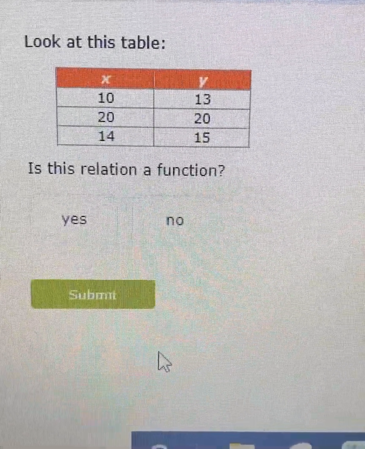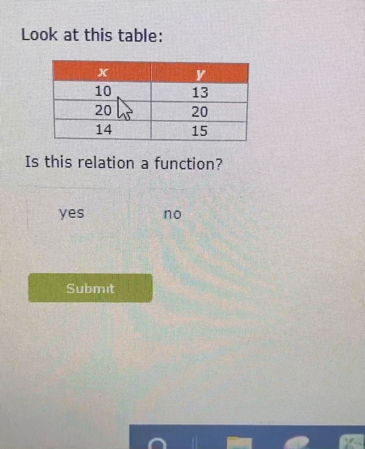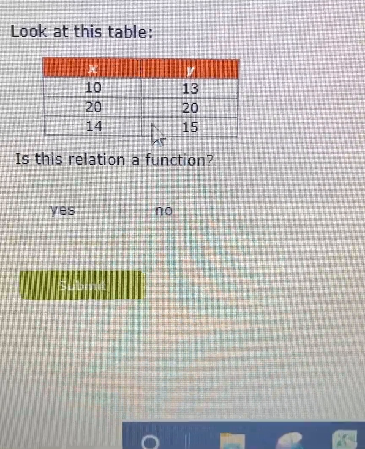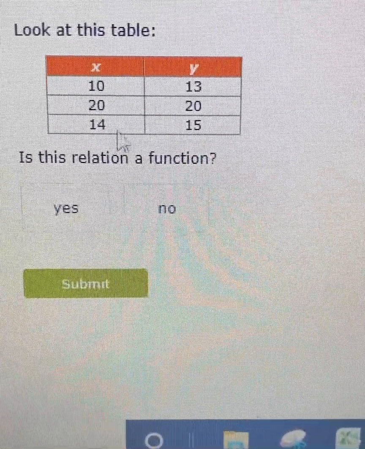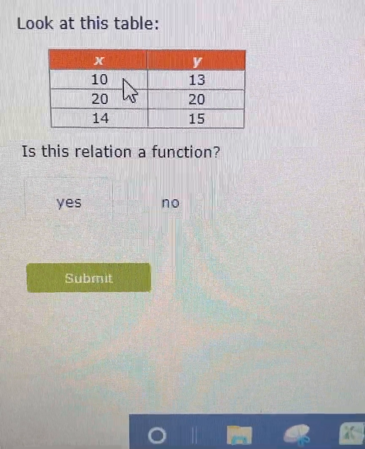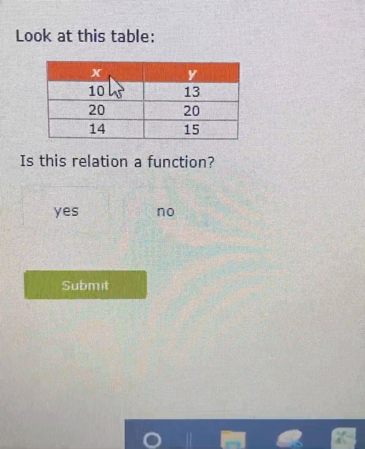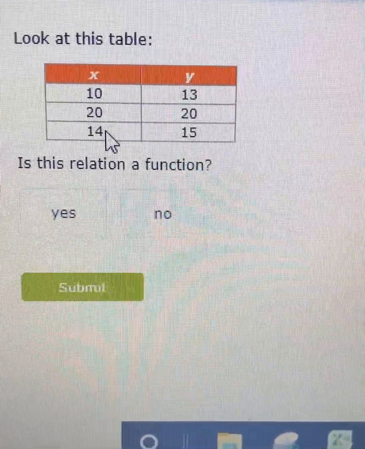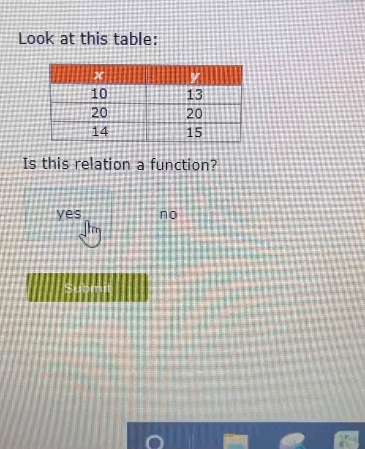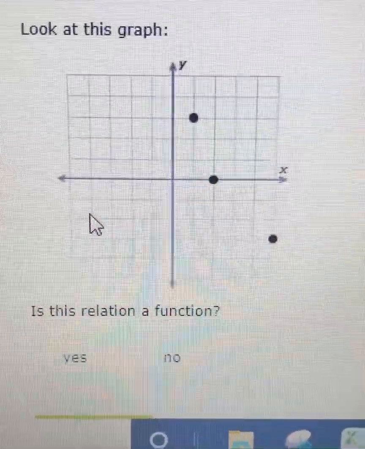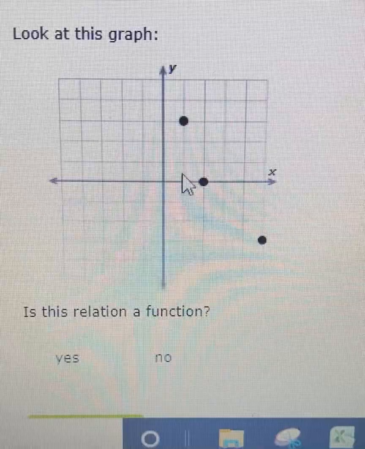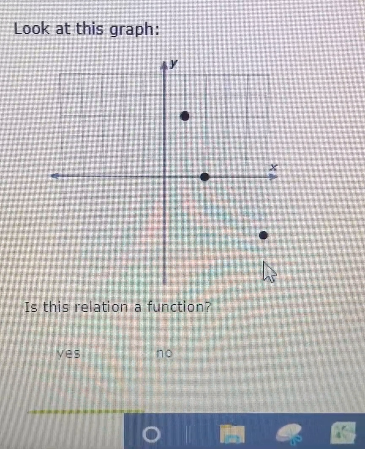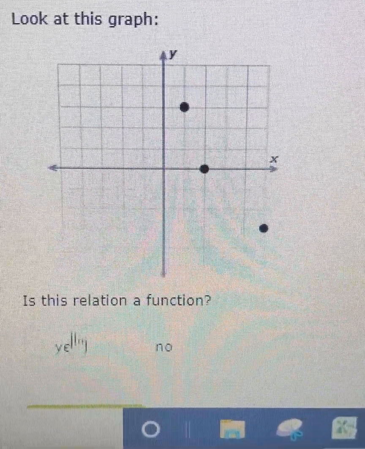All right, and we'll speed up a little bit. Here you put in 10, got out 13. Put in 20, got out 20. Put in 14, got out 15. And here's a trick on these: you can just look at these and ask, did they give me one of each x value? That's really all you need to be looking for. I'll show you in a second when they give us one that's not. Now a vertical line: I could draw a straight line, and I'd only hit that one dot. I'd draw a straight line, and I'd only hit that one dot. So this is still a function.